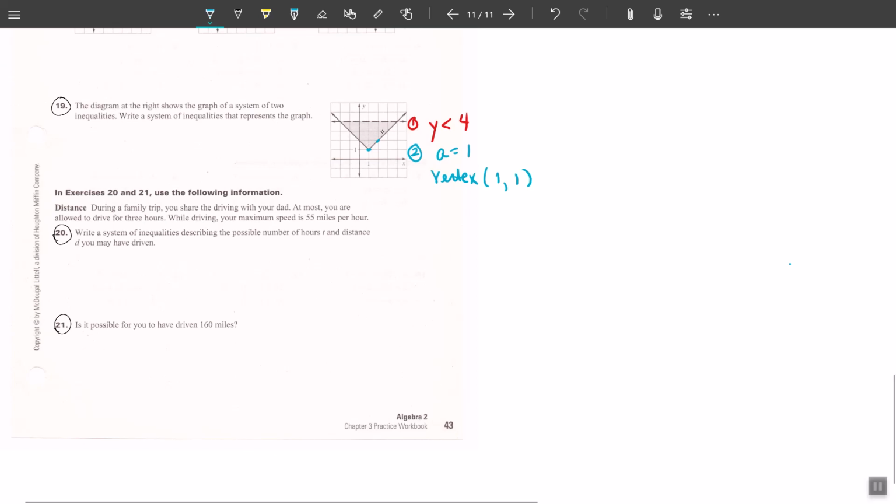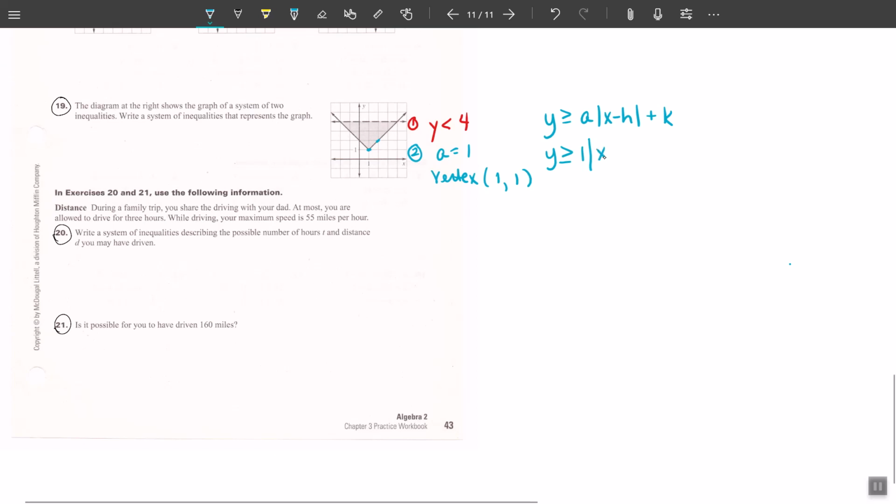We can see the shading. The shading is above the V, so that means that we're going to end up with a y that is greater than. It's solid, so it's going to be greater than or equal to. Our a, if we write the formula up here, that might help us just fill in all those numbers in the correct spot. Our a is 1, so I'm going to record it just to show you, just so we don't forget about it, but we'll take it out in the end.